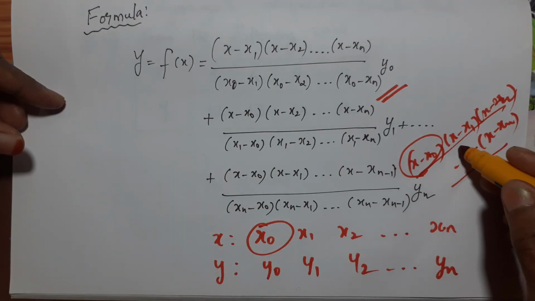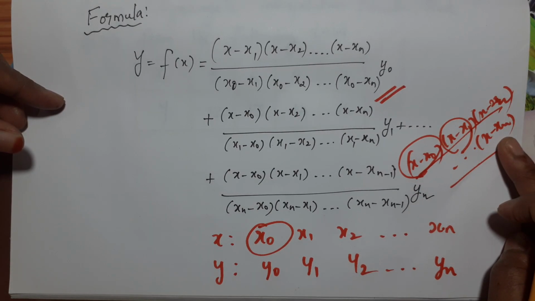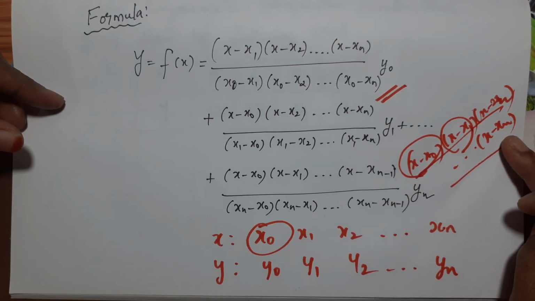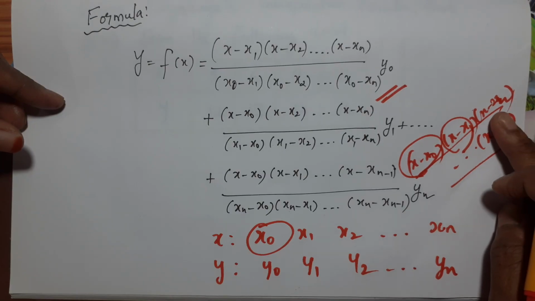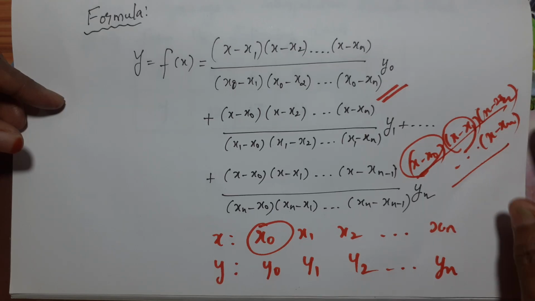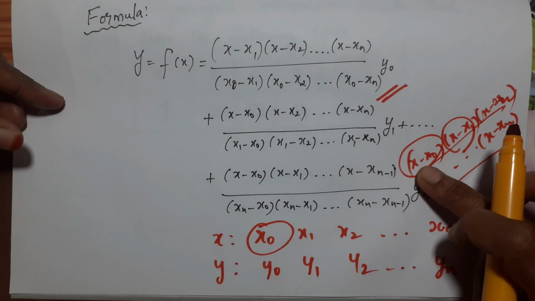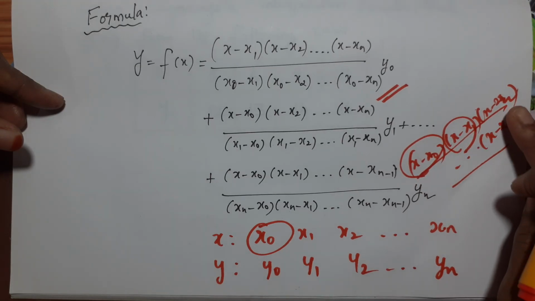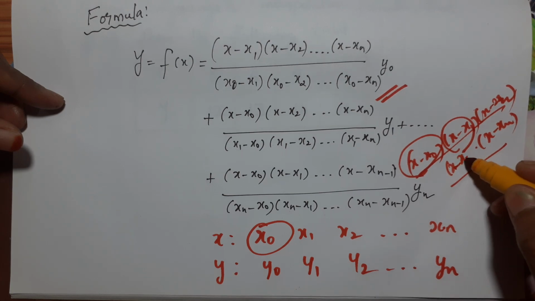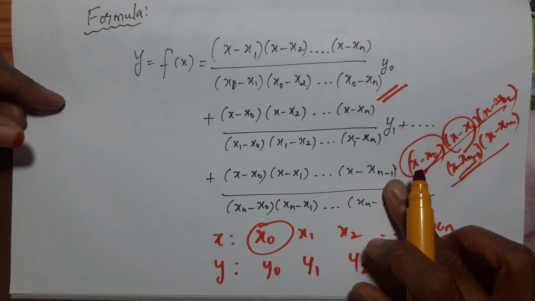In the second term, we have to leave x minus x1. Leaving this, we have to take all the other factors in the numerator: x minus x0, x minus x2, etc. up to x minus xn. Similarly, when you go with the third term, leaving the third factor, we have to take all the others. And in the last term, we have to leave the last factor. So, x minus x0, x minus x1, etc. up to, what is the term before this? The term is x minus xn minus 1. So up to this we have to take in the numerator.